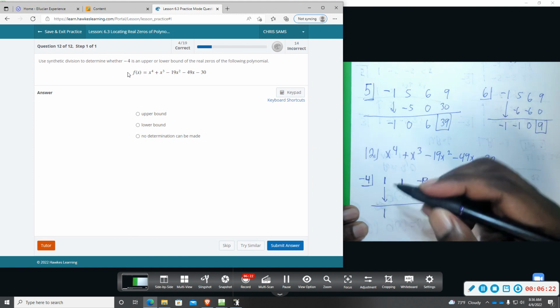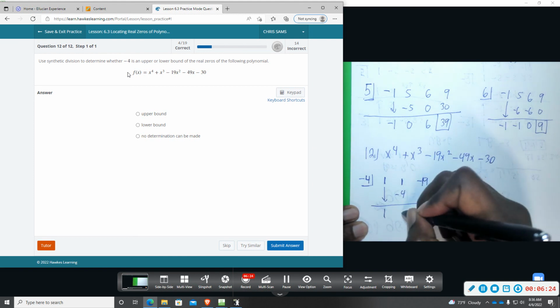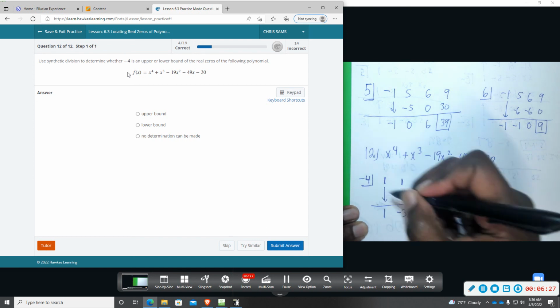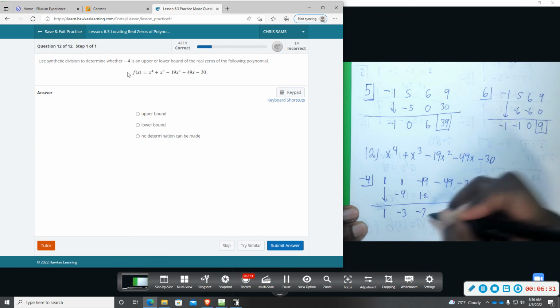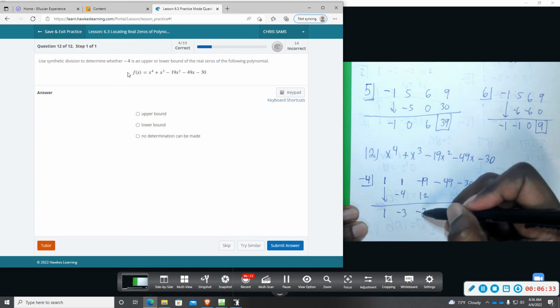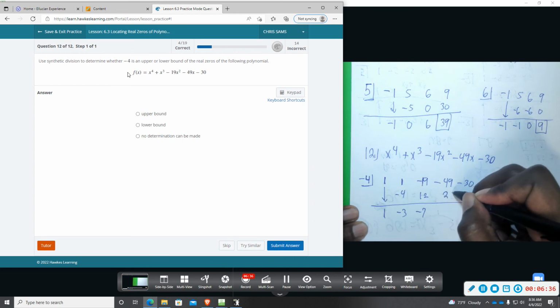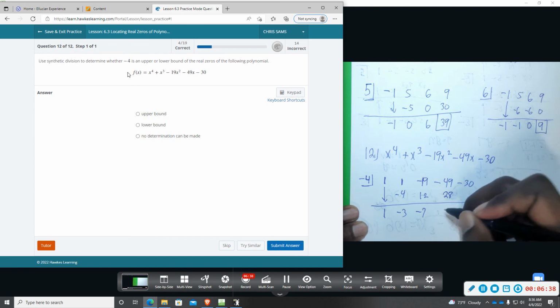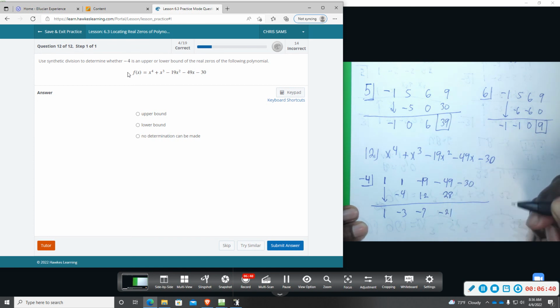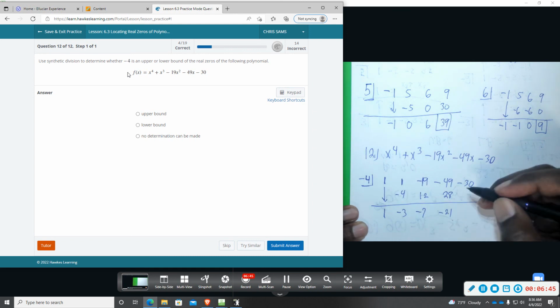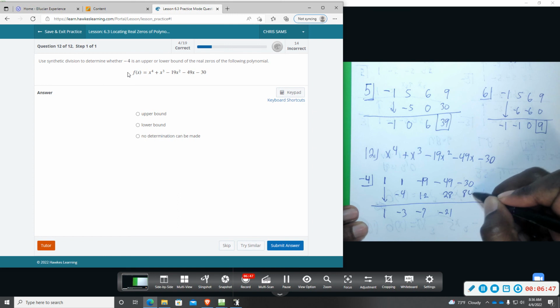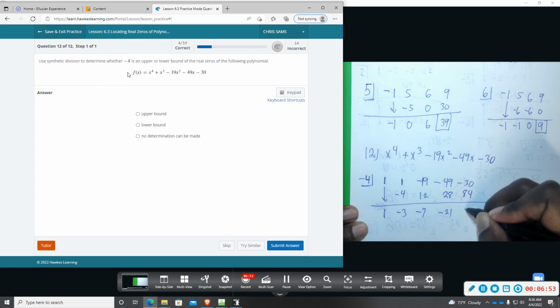-4 times 1, -4, combined, we get -3. -4 times -3, positive 12, combined, -7. -4 times -7 is a positive 28, combined, and we get a -21. And then -4 times -21 is going to be a positive 84. And then combine, and we get a positive 54.